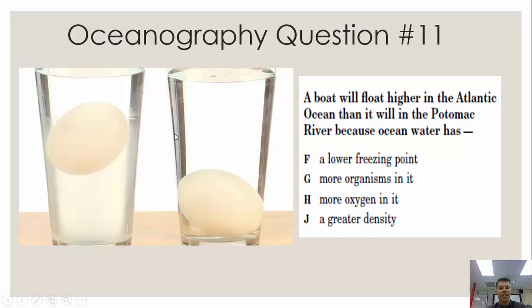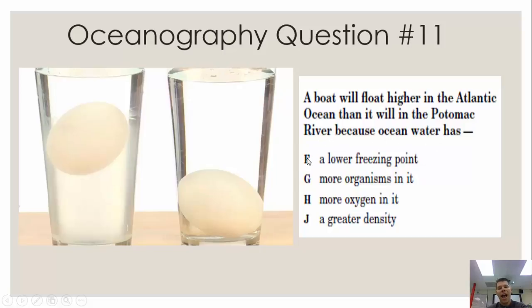Two similar eggs in glasses of water. One of the eggs is floating very high in the water, and one sank all the way to the bottom. If you notice, this water looks a little cloudy, and the reason for this trick is that this water is very, very salty, and that salt added to the density of the water and made the egg more buoyant and pushed the egg upward. So a boat will float higher in the Atlantic Ocean than it will in the Potomac River. Remember, oceans, saltwater, rivers, freshwater.